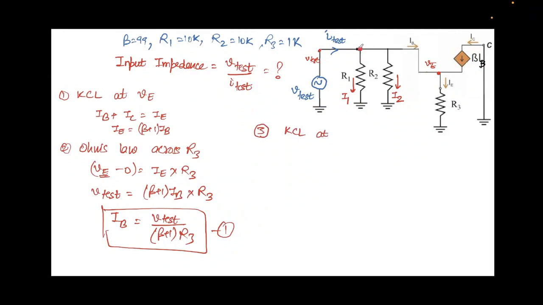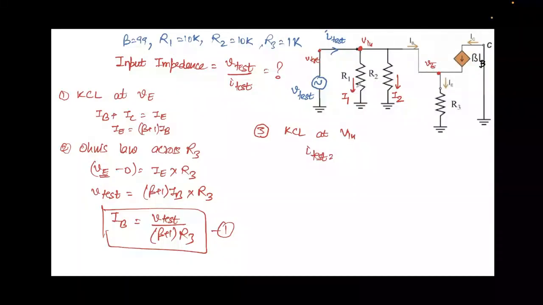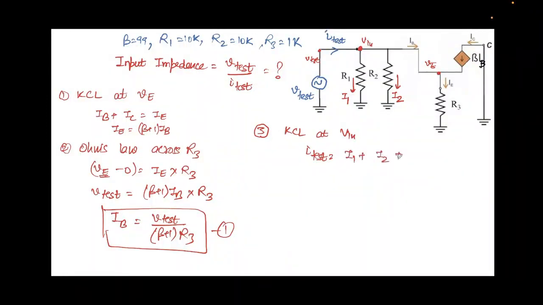Let's call this the Vin node. KCL at Vin. We'll put all the incoming current. Incoming current is nothing but I test, which is the incoming current in blue that we see here. The outgoing current is nothing but I1 plus I2 plus IB. So I'll write I1 plus I2 plus IB.